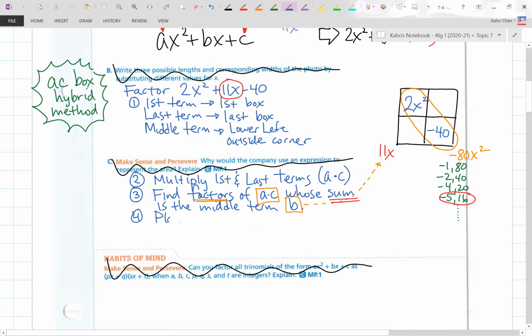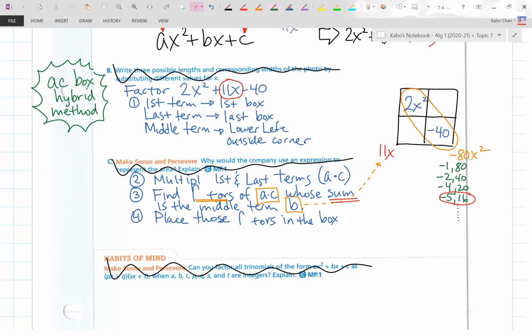Place those factors in the box. It doesn't matter where you put those factors, -5 and 16, okay? Sorry. So when you put -5x and 16x, remember, I left those out, by the way. This is the connection there. -5x plus 16x gives you the 11x right there. Put them in the box.